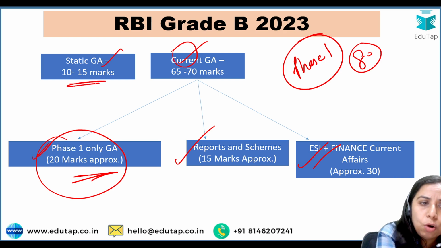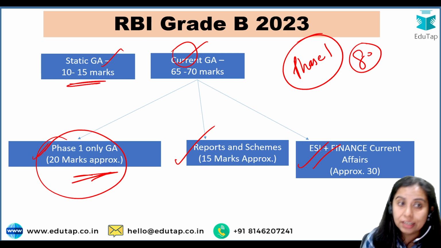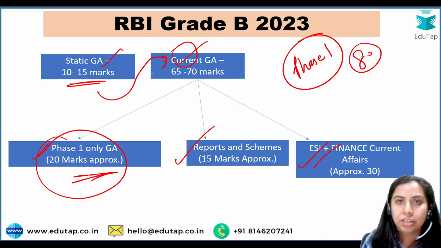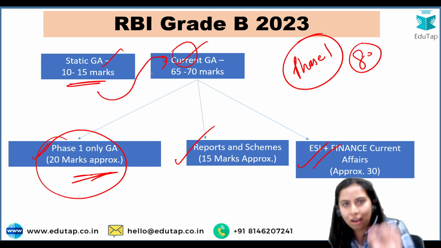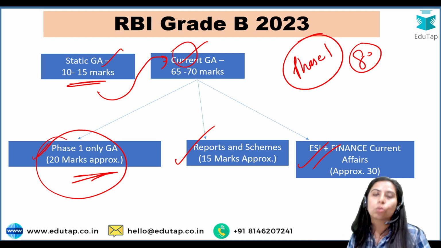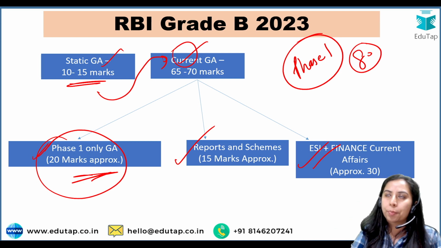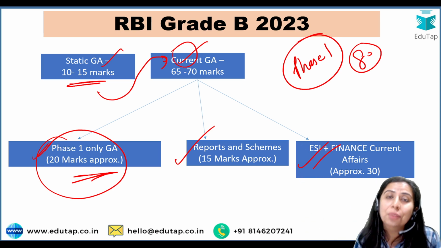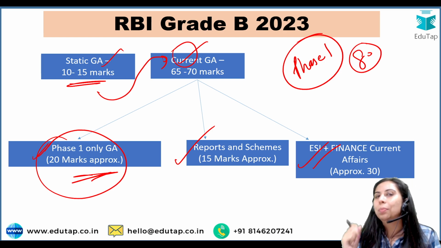अच्छा, इस पार्ट में I want to give you a small piece of information guys, that this static GA is also related to current GA. If you prepare a current affairs magazine really well, it will cover the static part also. For example, there is a new appointment of the president of some country. Okay, the currency of that country, the capital of the country will be covered there.